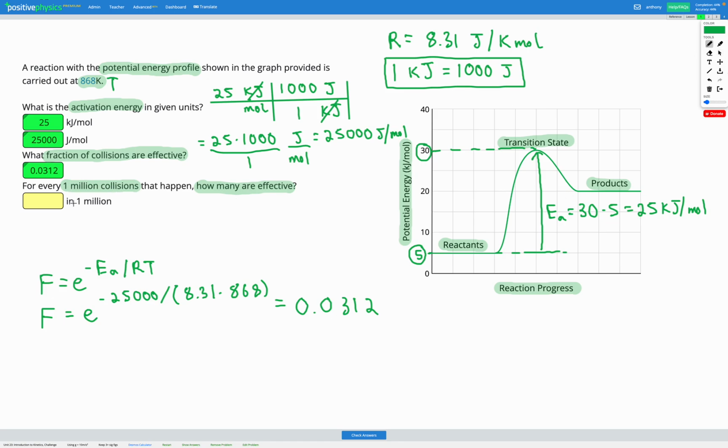To make some meaning out of that, we want to find for every 1 million collisions that happen, how many are effective. To do that, we're just going to multiply our fraction of effective collisions by 1 million. So we've got 0.0312 multiplied by 1 million, which is a 1 with 6 zeros, or in other words, 10 to the power of 6. That's going to get us a number of effective collisions of 31,200. So we can go ahead and fill that in our answer box here.